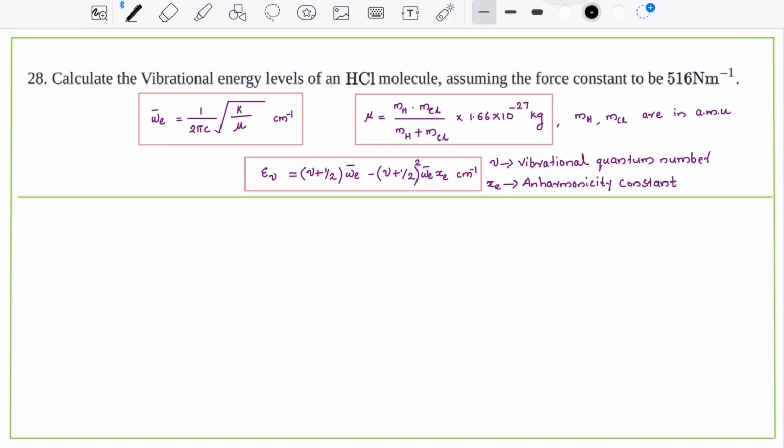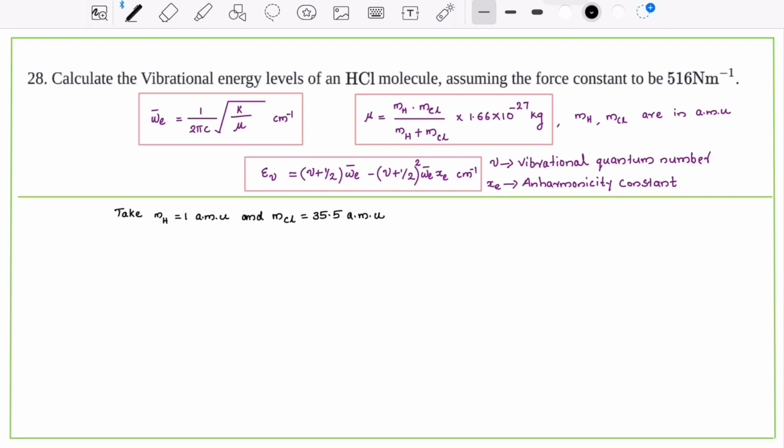If we take the anharmonic oscillator model, it is E_ν = (ν + 1/2) ω_e bar − (ν + 1/2)² ω_e bar x_e centimeter inverse, where ν is the vibrational quantum number and x_e is the anharmonicity constant. Take the mass of hydrogen m_H as 1 atomic mass unit and mass of chlorine as 35.5 atomic mass unit.